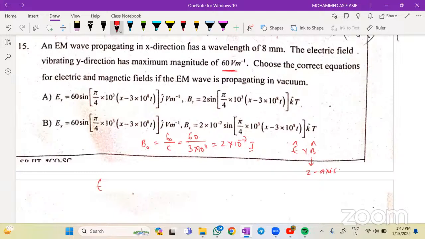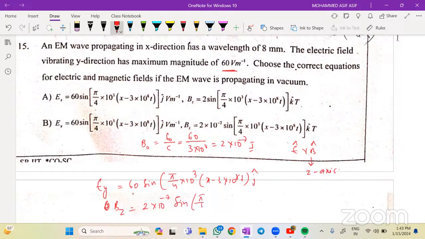ठीक है ना तो इलेक्ट्रिक फील्ड along y axis will be equal to 60 into sin (5/4 into 10 power 3 into x minus 3 into 10 power 8 into t) along your j cap. उसी तरह से Bz की वैल्यू होनी चाहिए, Bz value must be equal to 2 into 10 power -7 into sin (5/4 into 10 power 3 into x minus 3 into 10 power 8 into t). This will be in the direction of k cap. That will give me the answer. ठीक है ना? Sure, direct question.